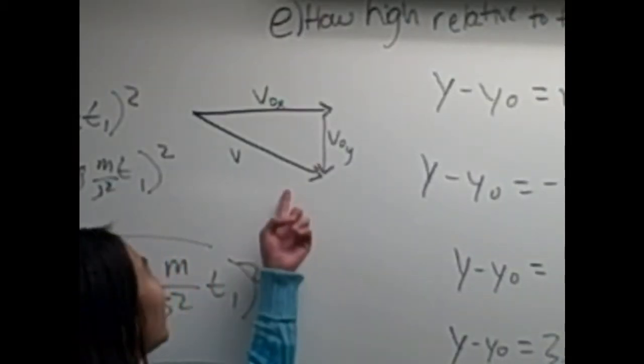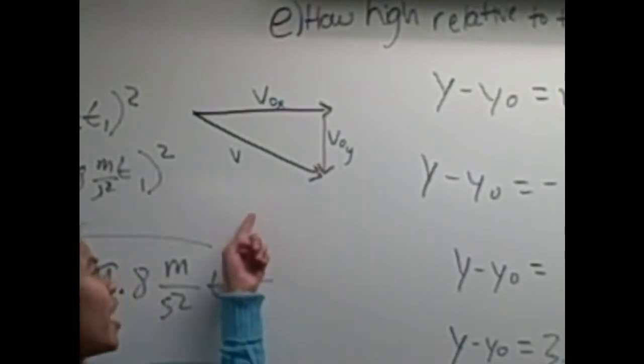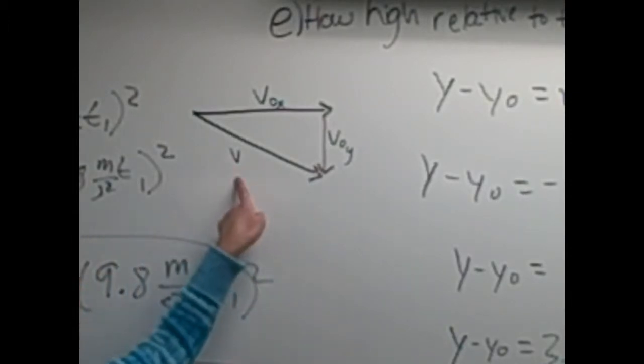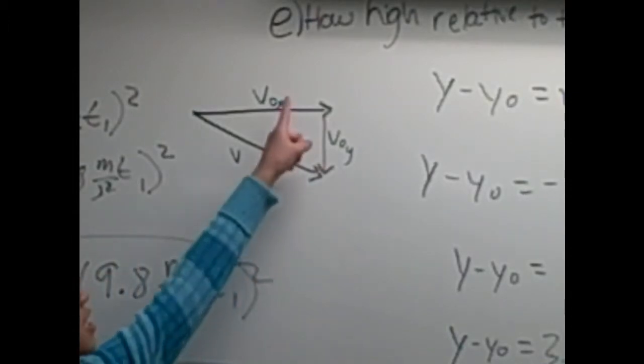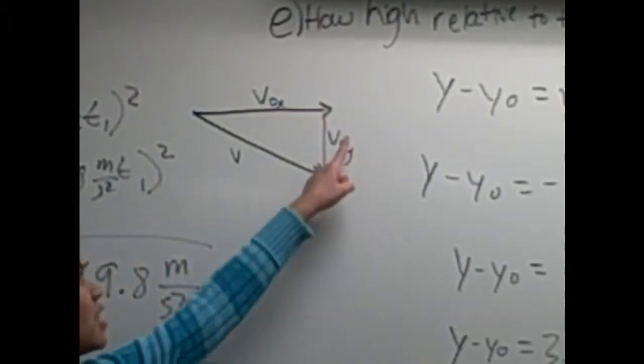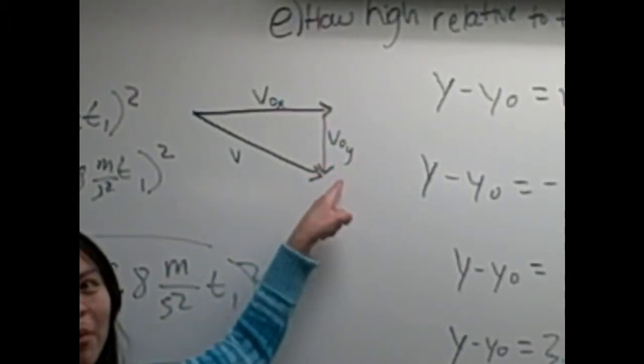All right, to represent how fast before it hits, I drew this triangle. And this is velocity, final velocity. This is initial velocity in the x, and this is initial velocity in the y.